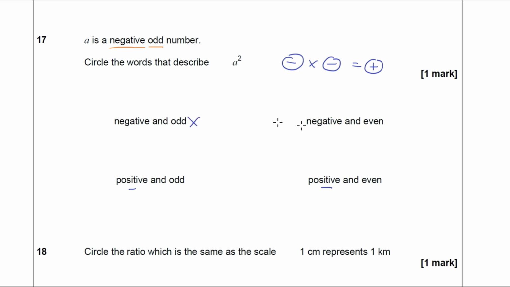Let's cross this answer out. Not this one and not that one. Now, it's an odd number. If you square an odd number, the result will be odd as well. So it must be odd here and not even. So this is our answer.